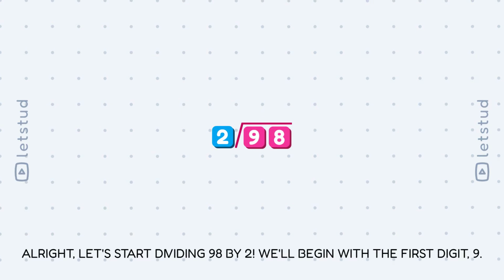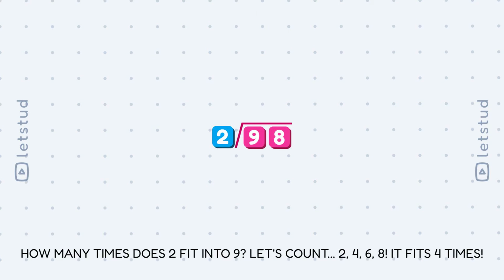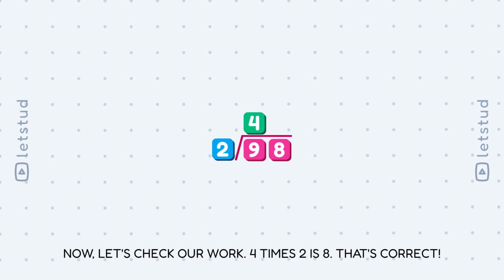Alright, let's start dividing 98 by 2. We'll begin with the first digit 9. We're using the digit 9 for this step. No digits to carry over yet. How many times does 2 fit into 9? Let's count. 2, 4, 6, 8. It fits 4 times. Now let's check our work.